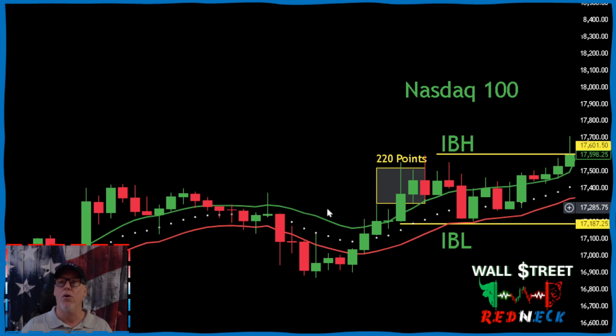Many people talk about micros as if it's a bad thing. Micros are not bad. Micros are a great way to size down to match the volatility in the market and what you can afford to risk on each trade. So let's use this as an example. That 220 points, if I take one micro, it's $2 a point. If I take one mini, it's $20 a point.